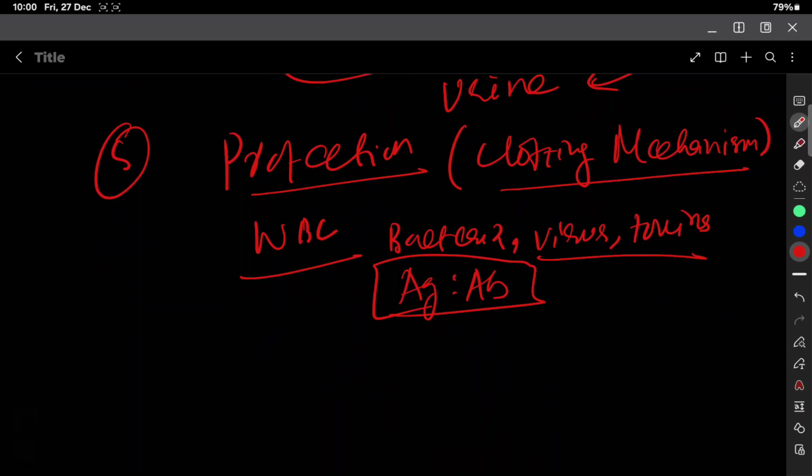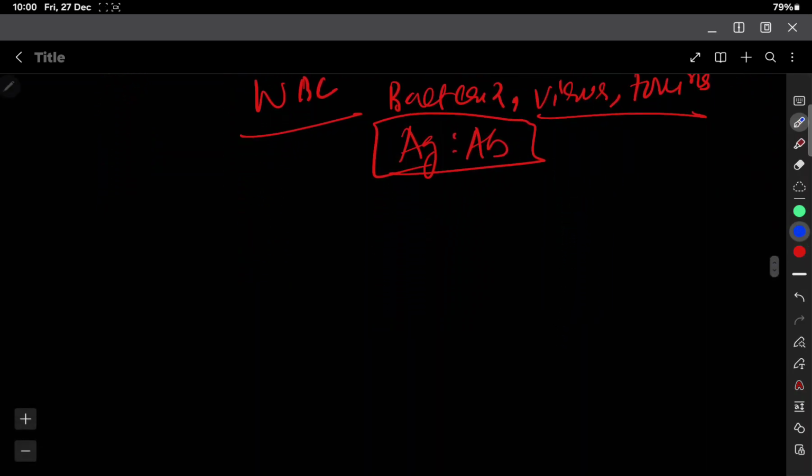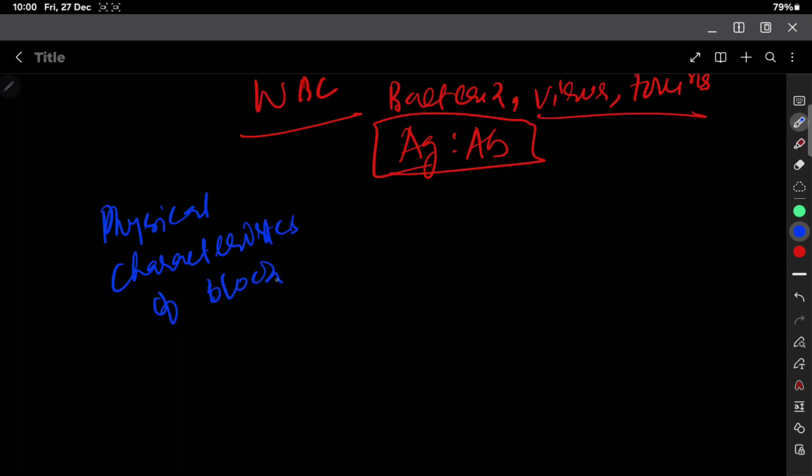Now we will move to the second part, which is the composition of the blood. Before composition, we must know about the physical characteristics of blood. Physically, what is blood? It is heavier and thicker than water, we all know this, and more viscous than water, so it flows more slowly than water. It has a sticky appearance and feel when touched. You can feel the stickiness when you touch the blood.